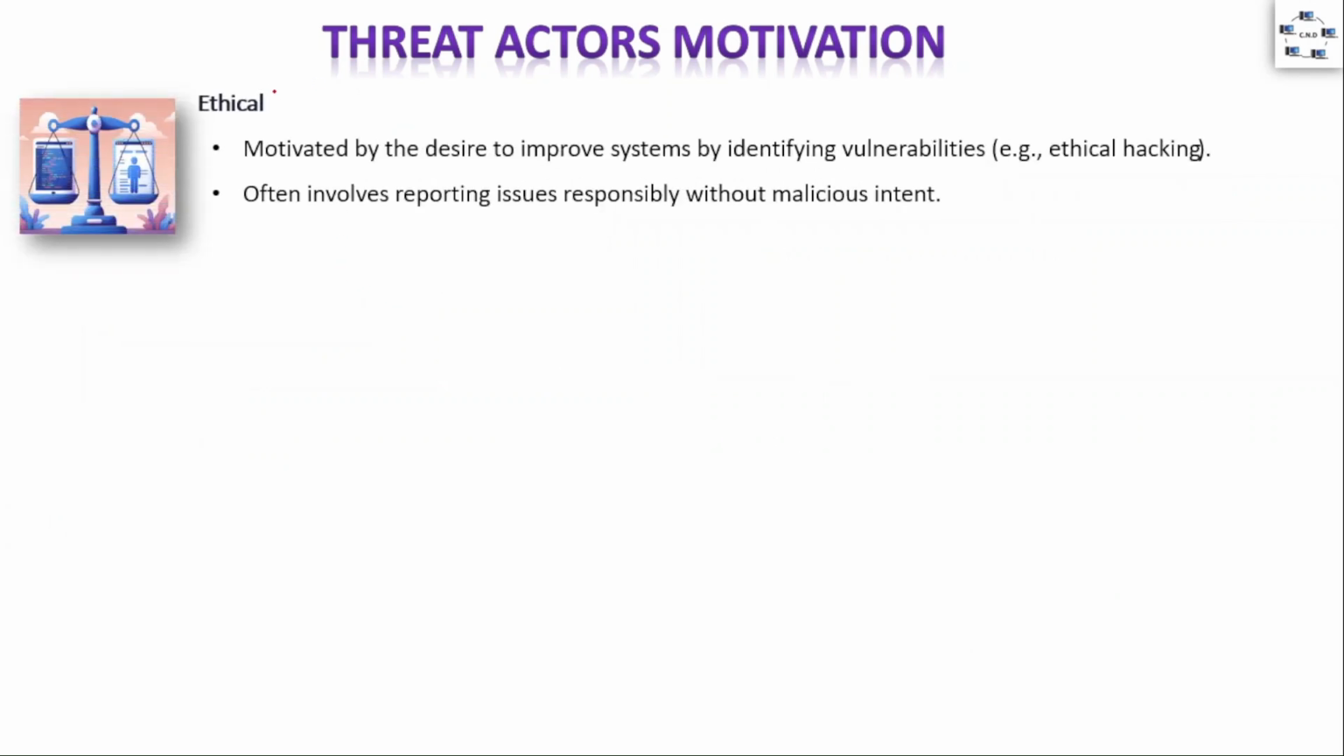The motivation may be ethical. So ethical motivation is basically a desire to improve systems by identifying vulnerabilities, such as in ethical hacking. There are ethical hackers who find vulnerabilities in the system and then do not disclose them publicly, but reach the organization responsible for the system so that the organization may patch these vulnerabilities. It often involves reporting issues responsibly without malicious intent.